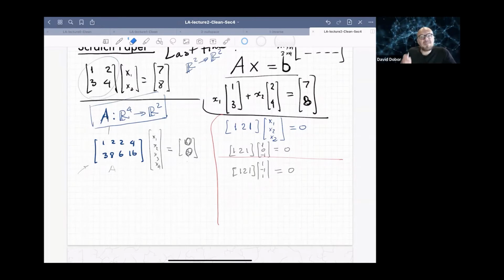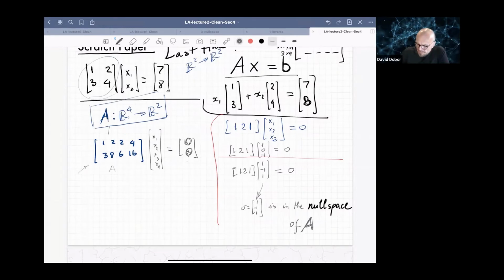So by the way, the vector to which you apply A and get 0 on the other end is said to be in the null space of A. So for example, this vector V equals 1, minus 1, 1, is in the null space of A.